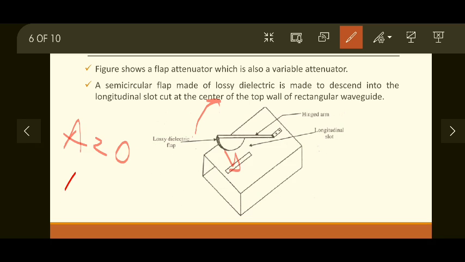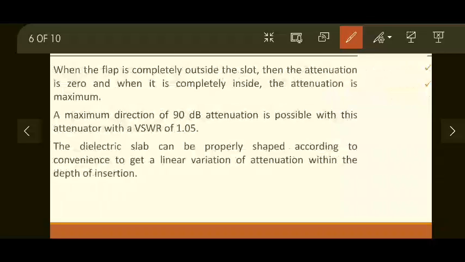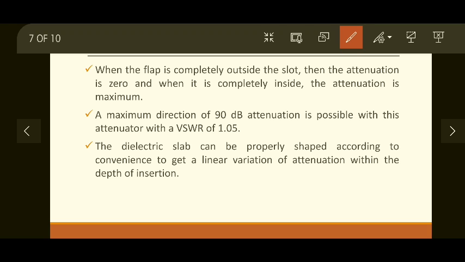And when this flap is completely inside, attenuation will be maximum. How much attenuation you will get is dependent on how much the flap is inserted inside the waveguide. When the flap is completely outside the slot, attenuation is 0, and when it is completely inside, attenuation is maximum. It is observed that a maximum of 90 dB attenuation is possible with this type of attenuator with VSWR, that is voltage standing wave ratio, of 1.05, which is very good.